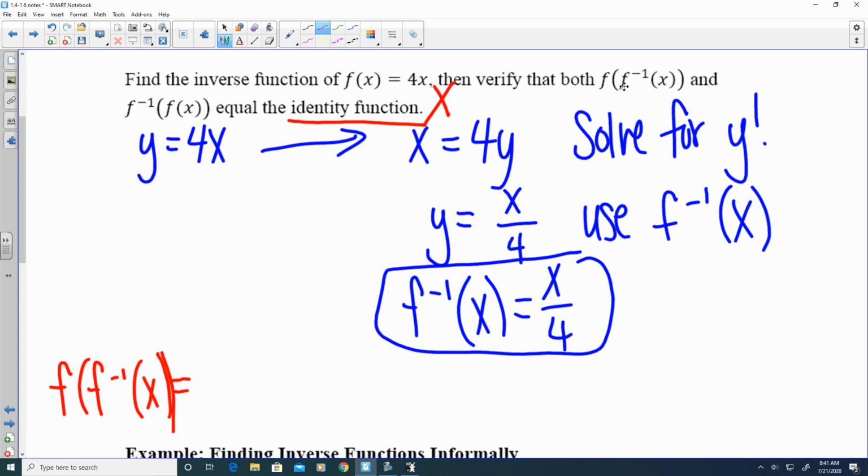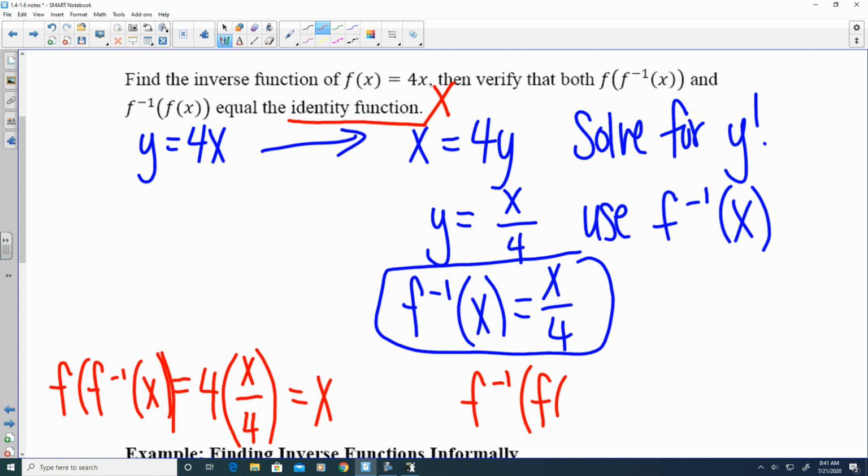that means I'm taking the function I just got, x over 4, and plugging it into 4x. So here the 4's would cancel, and I'm just left with x. And then I do the composition the other direction, which is f inverse of f, meaning I'm going to take the original 4x and plug it into x over 4. Again, the 4's cancel, and we get to x. So they are, in fact, inverses of each other, and that's how we verify that.